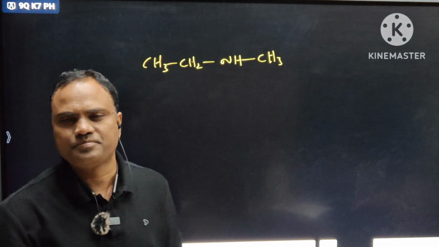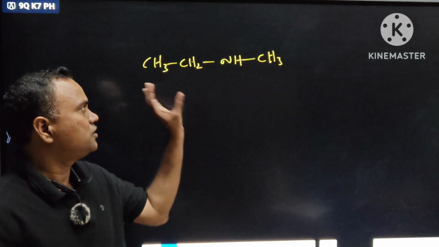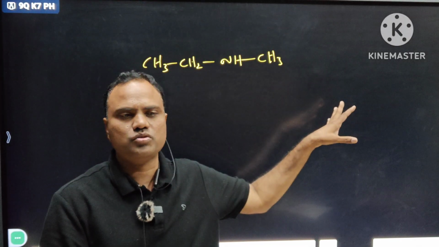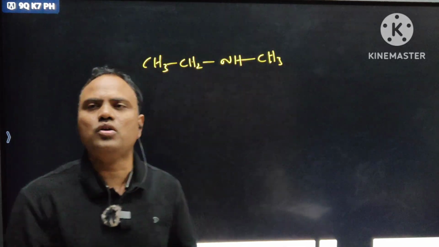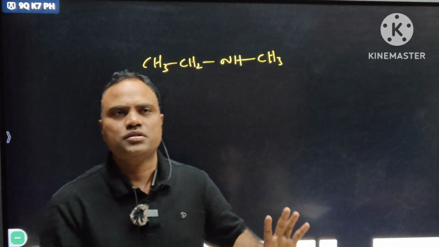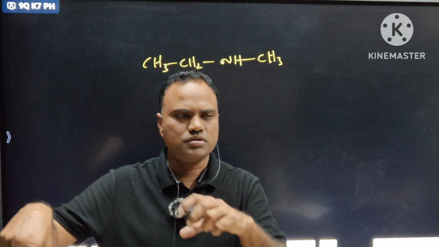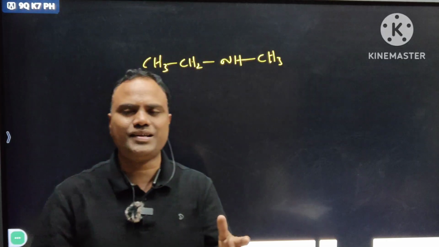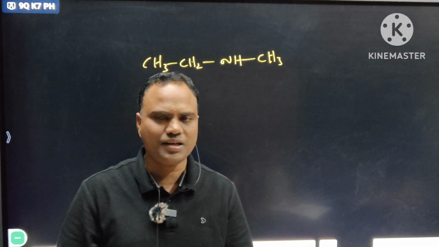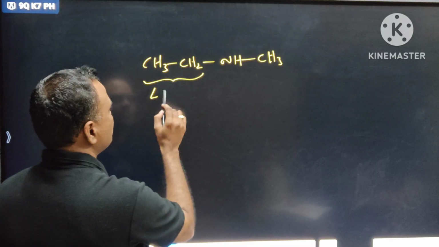First of all, tell me: this side 1 R, this side 1 R, 2 R groups are there. Secondary amine, no doubt. Now, how to give the name? In a secondary amine, 2 side chains will come. Select the longest chain as the parent chain. Which is the longest chain? This is the longest chain.